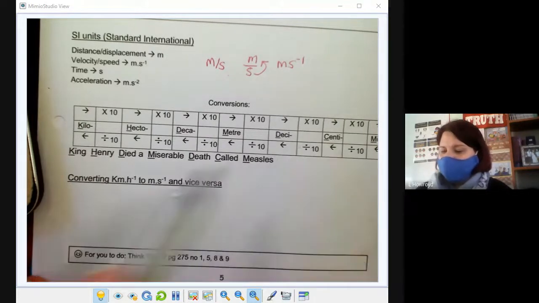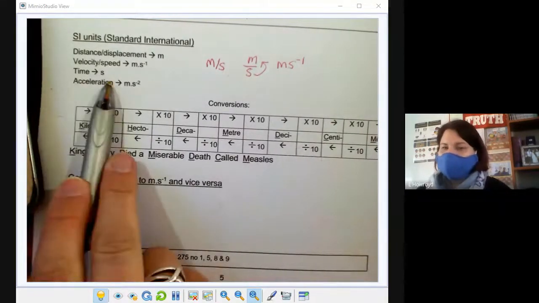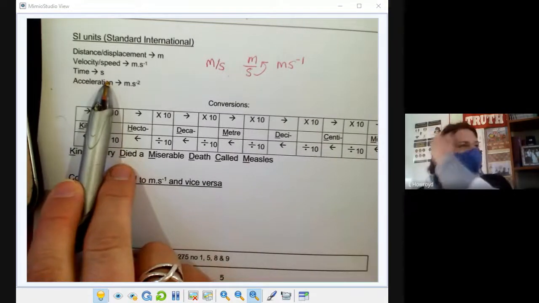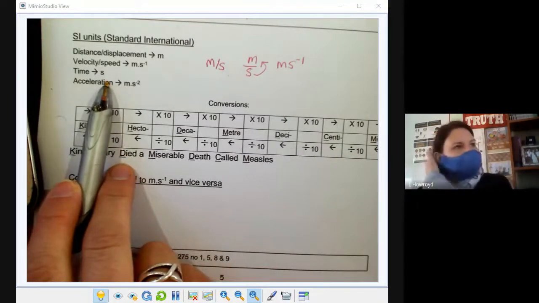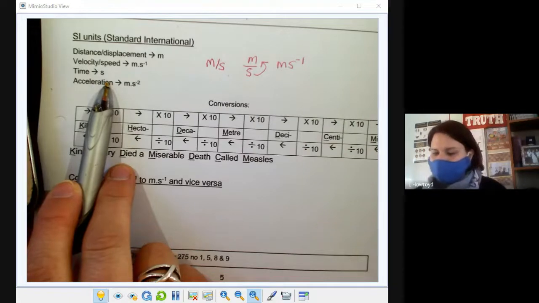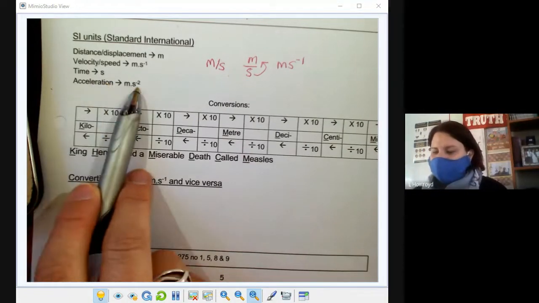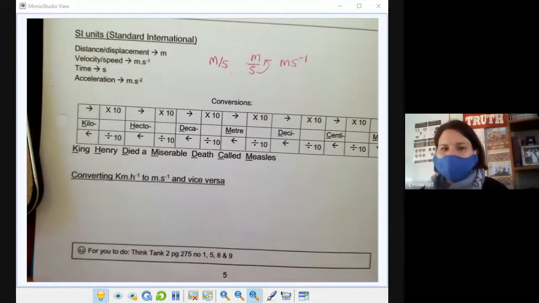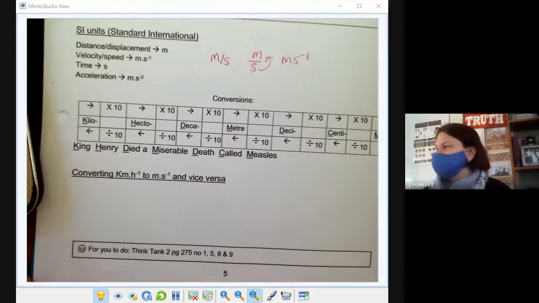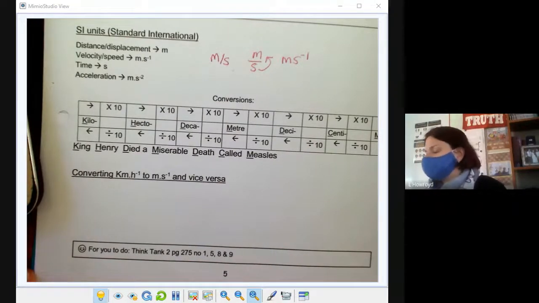Okay, time always in seconds. So don't feel like you have to, if you get given something in hours, you have to convert it to seconds. Right, and then acceleration is always meters per second squared, because that is your change in velocity over a time. So it's meters per second per second.